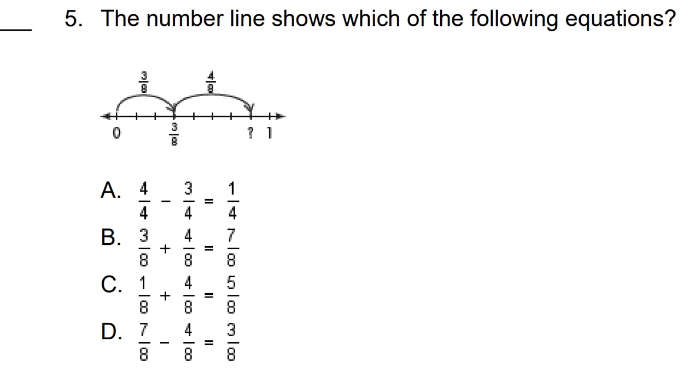As you can see, the number line shows which of the following equations. Here we have 3/8 and here we have 4/8 and we need the sum. So simply, this is plus or minus. Can you see the arrow? The arrow is pointing down here and down here. So we are moving from 0 to 3/8. Then we move another 4/8.